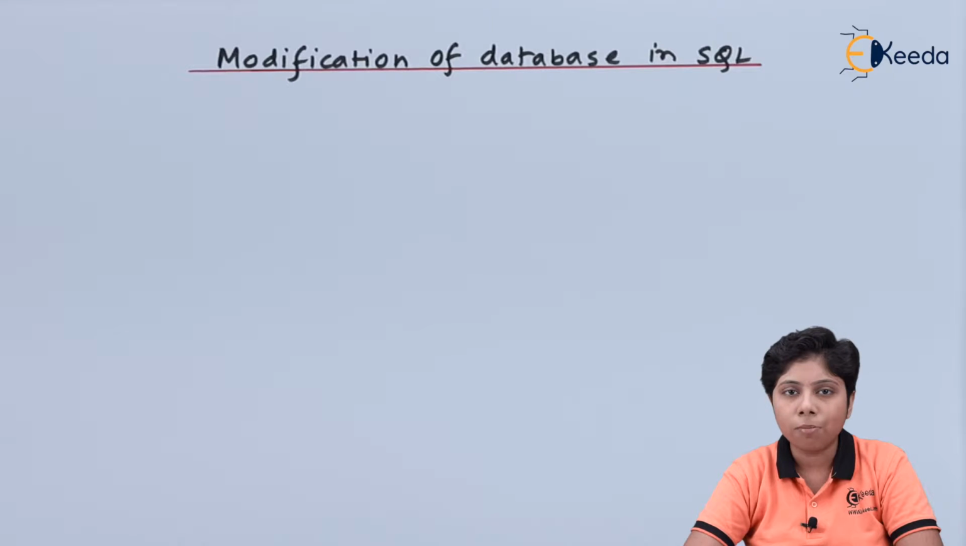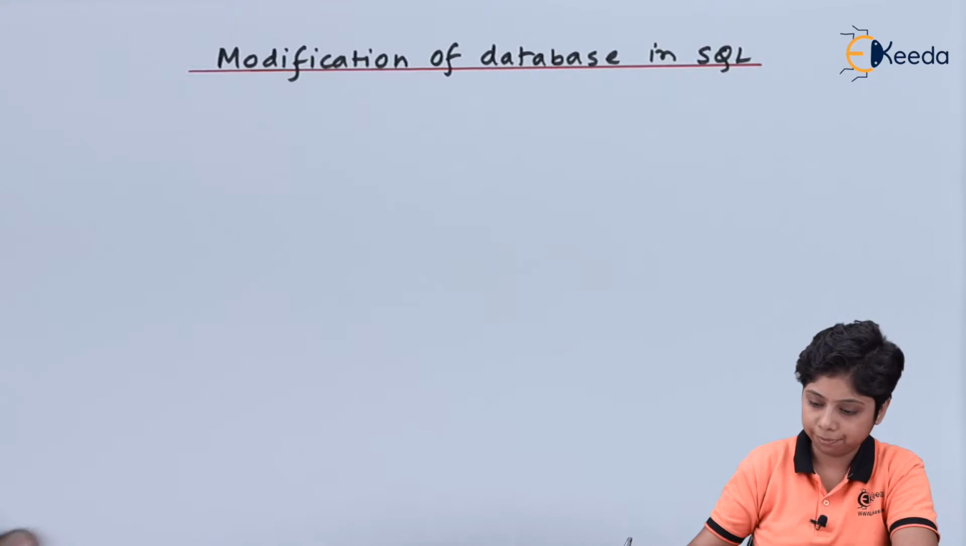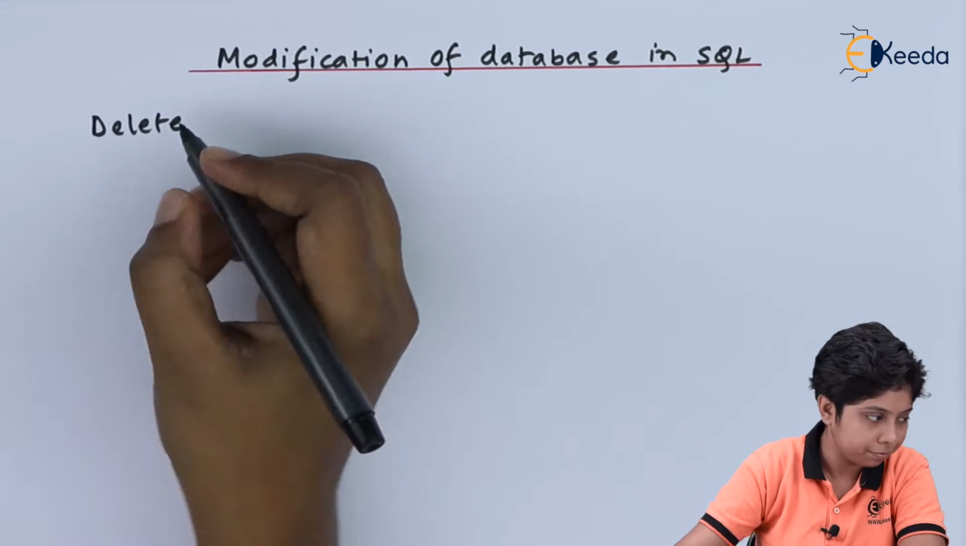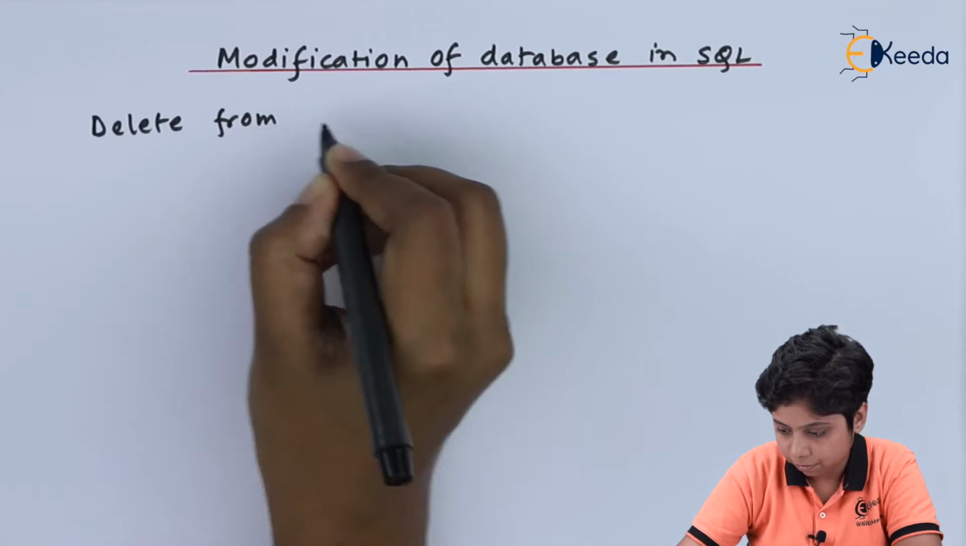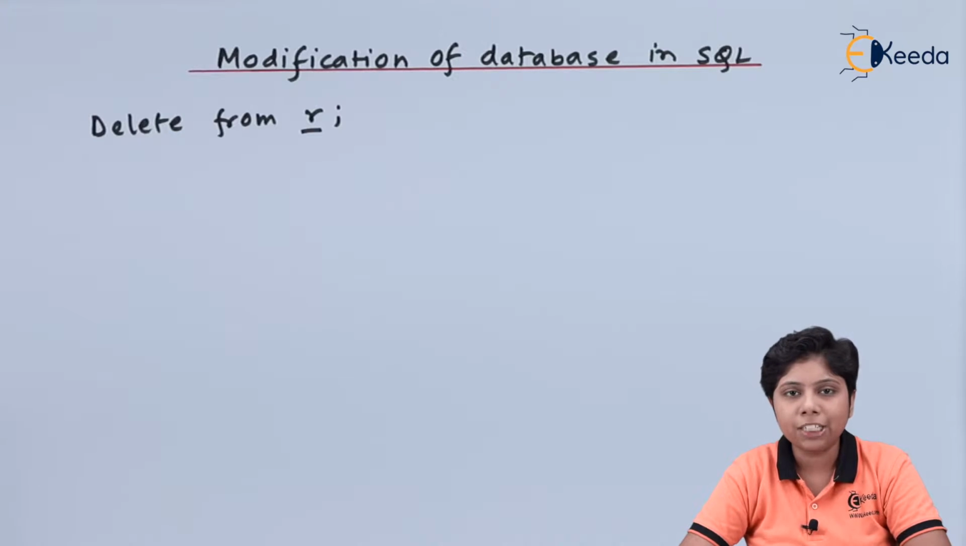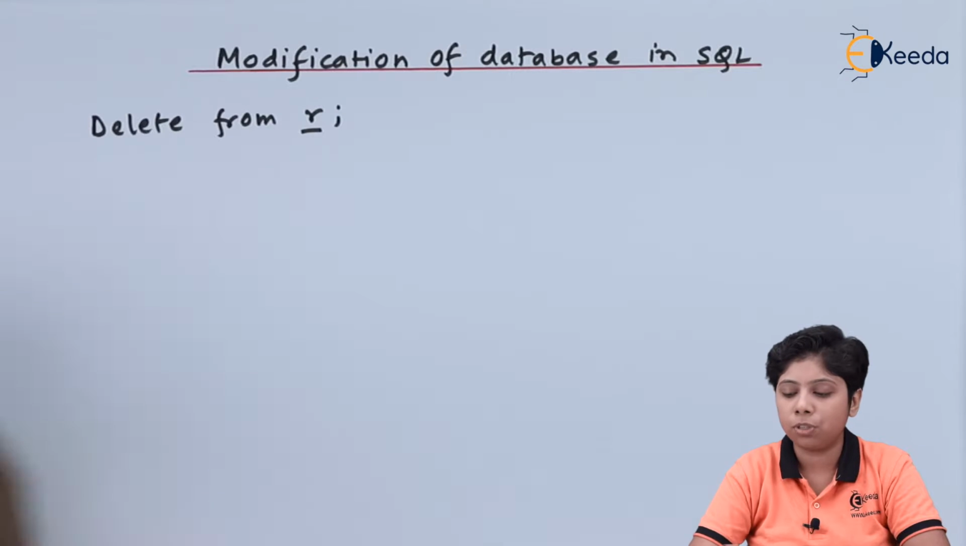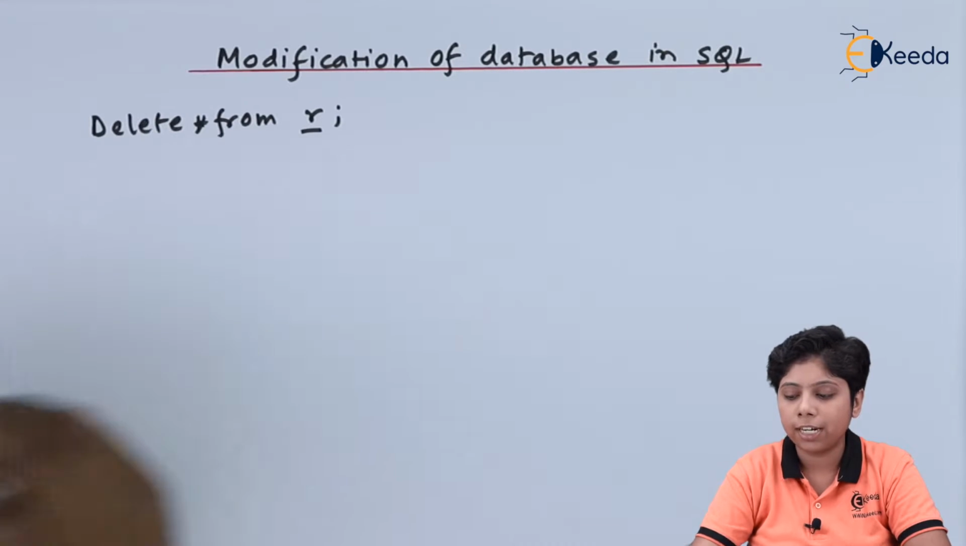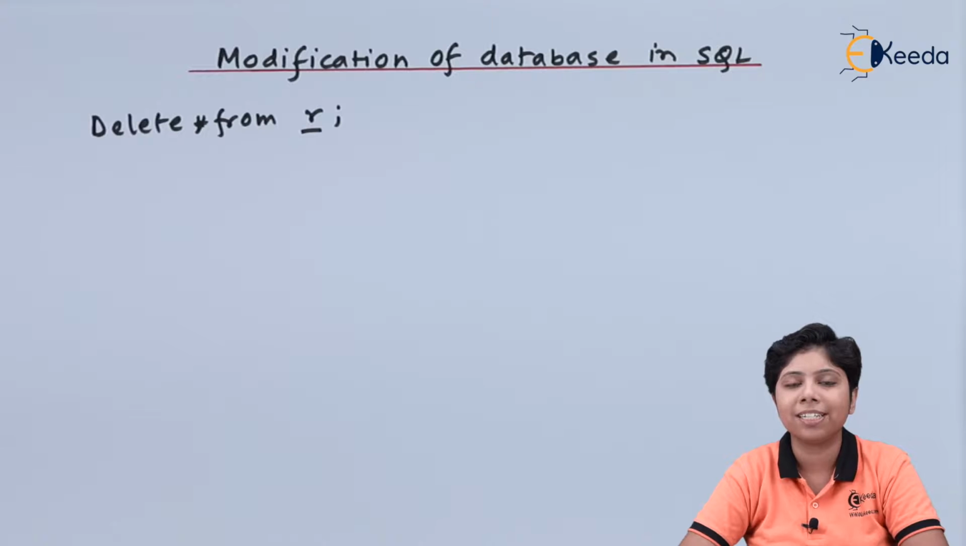So the basic format to delete something from the database is this. This is the syntax for deleting something from a relation R: delete from R. If I want to delete all the things, then I need to put a star over here so that I can delete all the records in the relation. Delete star from R means we are deleting all the tuples or records from that relation.